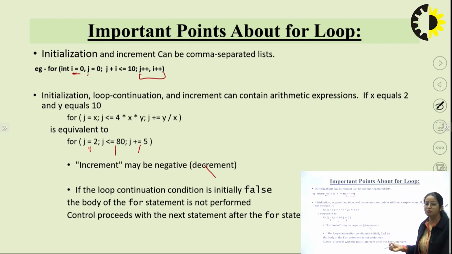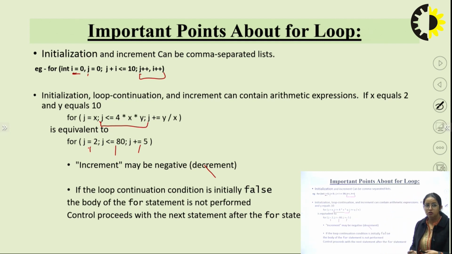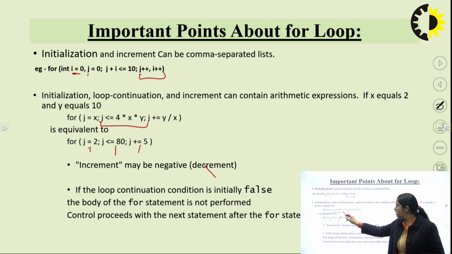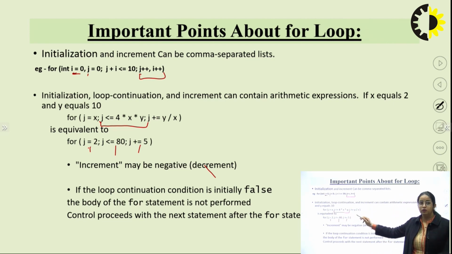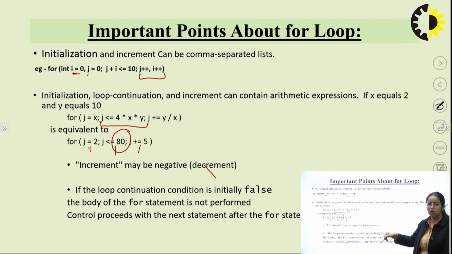You can also increment or decrement more than one value in a single statement. This is also allowed. After that, initialization, loop continuation, and increment can contain arithmetic expressions also. This is the condition where we use an arithmetic operation, but the arithmetic operation must be solvable and have some value. Like the expression z is less than or equal to 4 star x star y. We put in the values of x and y and get a single value, so it is also allowed here.